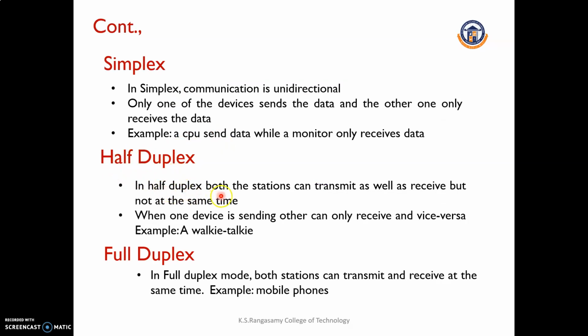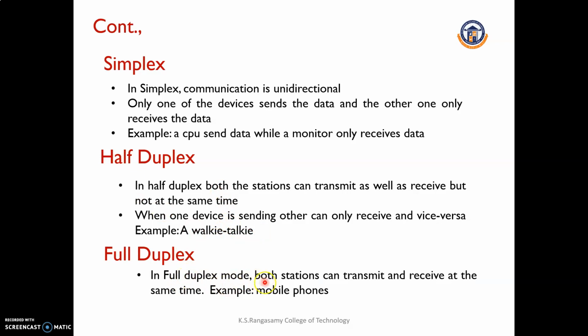Next type is half duplex. In half duplex, both stations can transmit as well as receive data, but not at the same time. When one device is sending, the other can only receive. For example, a walkie-talkie.